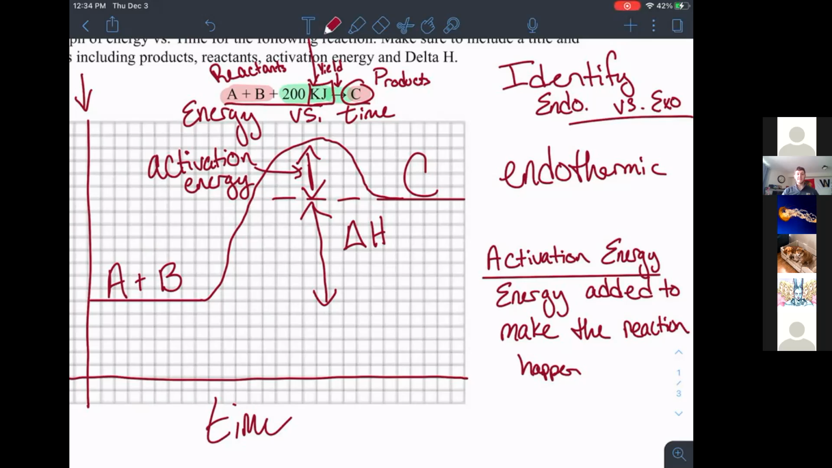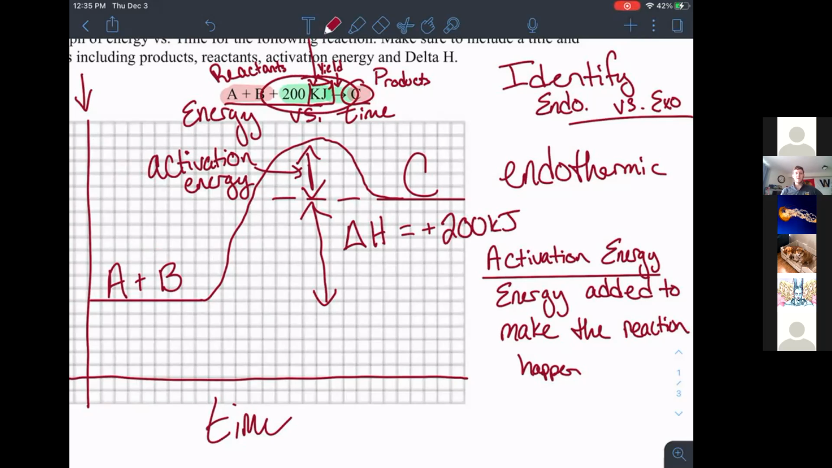Absorbed. It's absorbed because we're gaining energy to get to our products. So we had to put more energy in, which means that our delta H, which is this green value up here, that 200, is that 200 kilojoules? Is that going to be a positive or negative? Positive. It's a positive 200 kilojoules because we are gaining that energy.